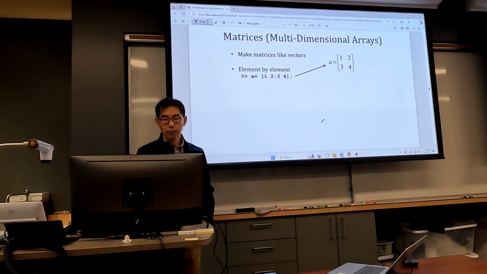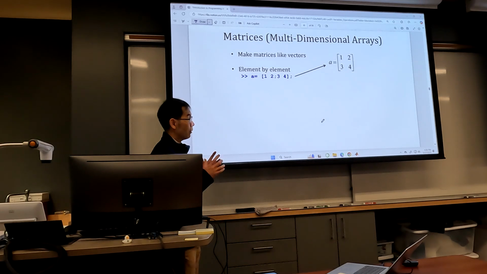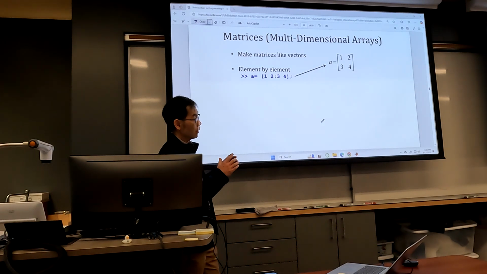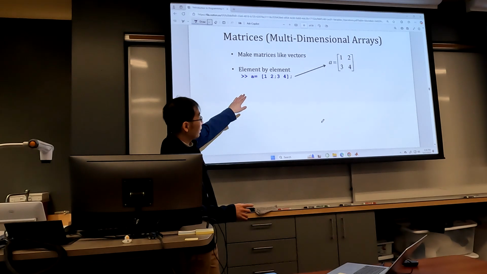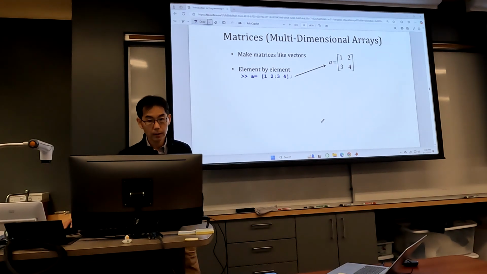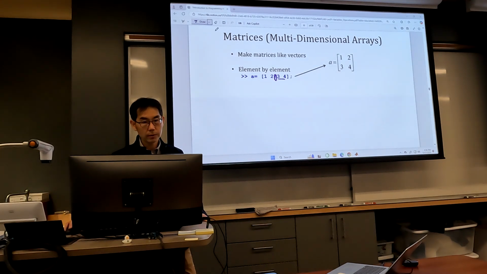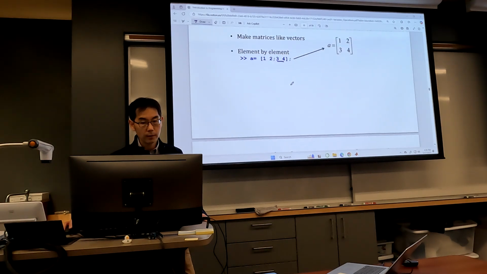Okay, now we understand how to create a row vector or column vector. What if we want to create a two-dimensional vector at once? In this example, a semicolon tells MATLAB that everything following it goes on the next line. So if you use a semicolon, MATLAB creates a matrix as 1, 2 and 3, 4. Okay? This is the semicolon.